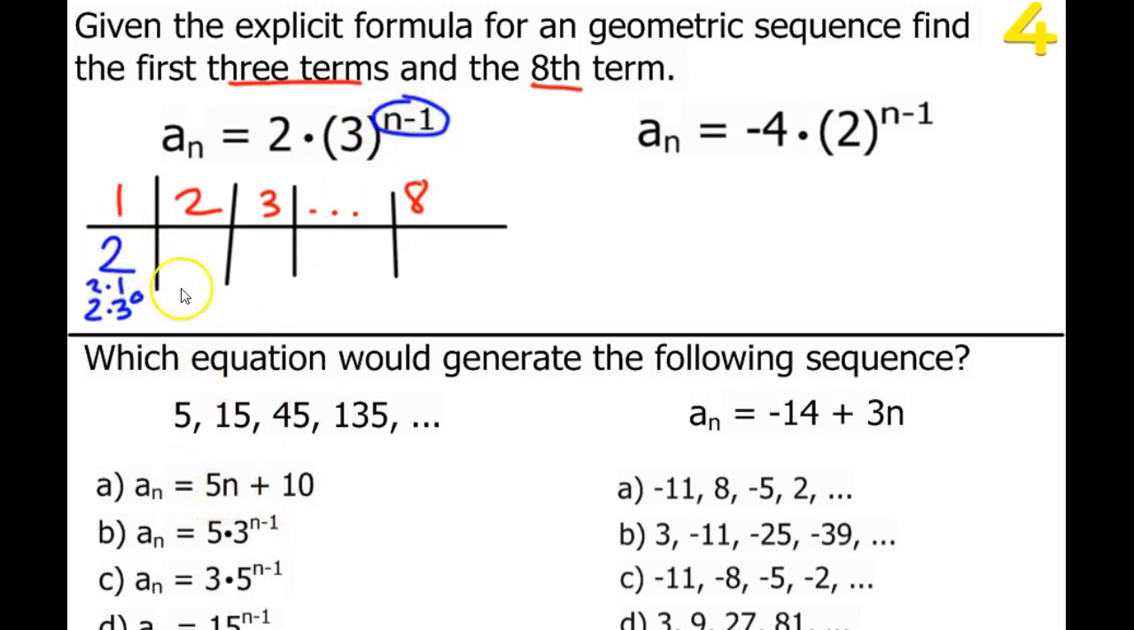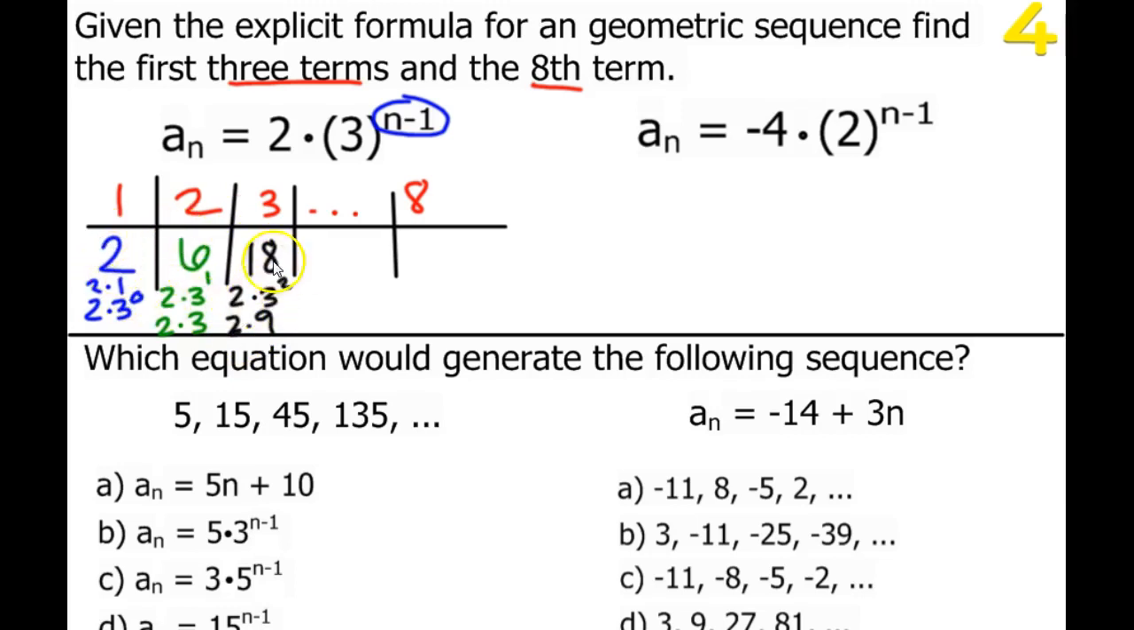Then I'm going to plug in a 2. So I have 2 times 3 to the power of 2 minus 1. Well, 2 minus 1 is 1. So 3 to the power of 1 is just 3. And 2 times 3 is 6. And then the next one, 2 times 3 to the power of 3 minus 1. 3 minus 1 is 2. Well, 3 squared, 3 times 3 is 9. And 2 times 9 is 18.